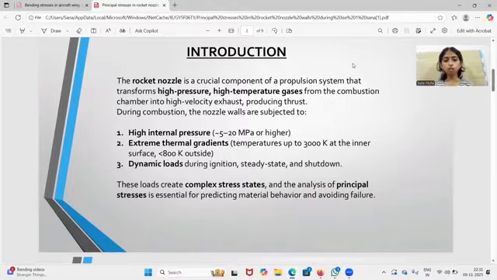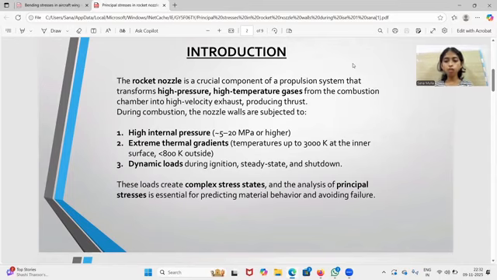Principal stresses in rocket nozzle walls during combustion. First up, we need to understand what a rocket nozzle is. A rocket nozzle is a very important component of the propulsion system. It transforms the high pressure, high temperature gases from the combustion chamber into high velocity exhaust, which produces thrust.